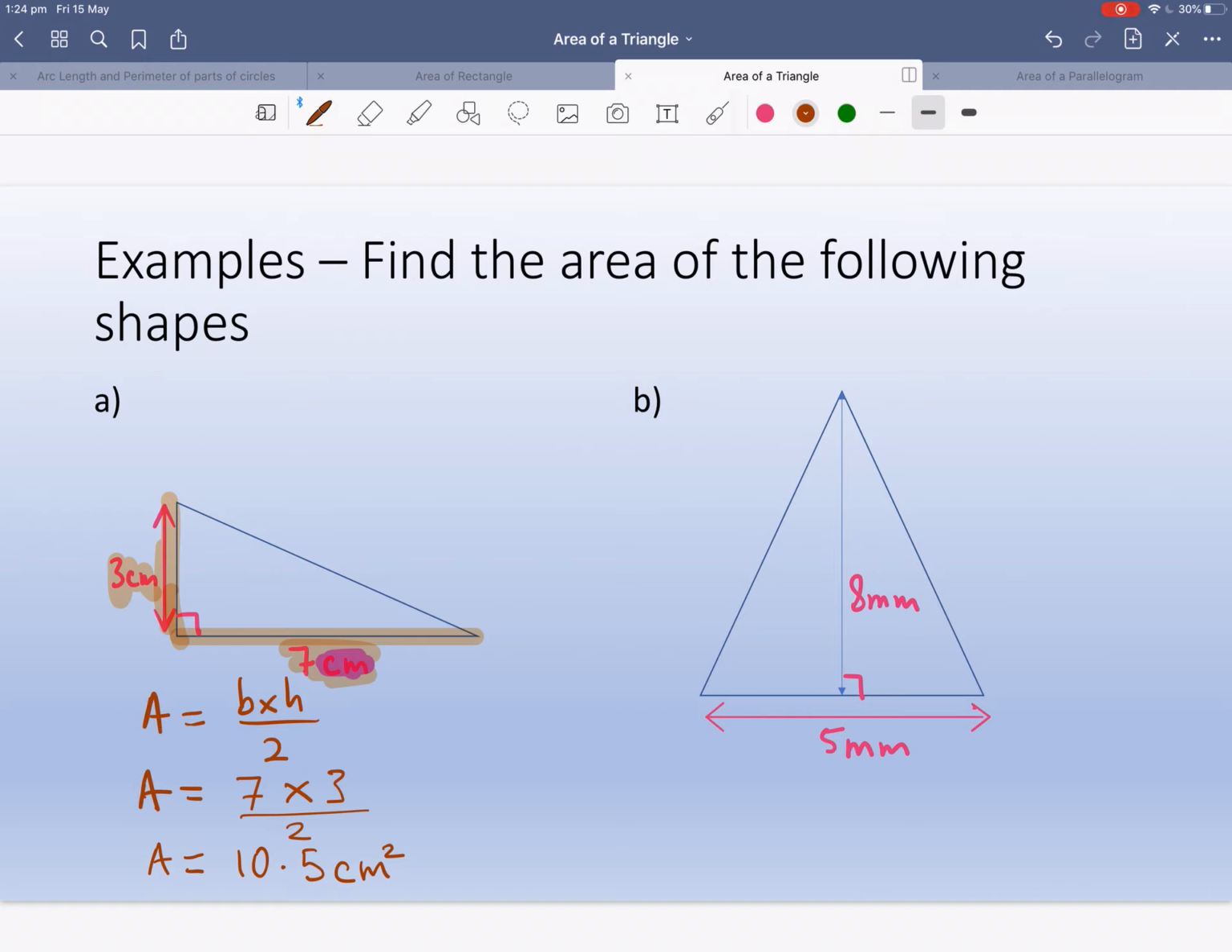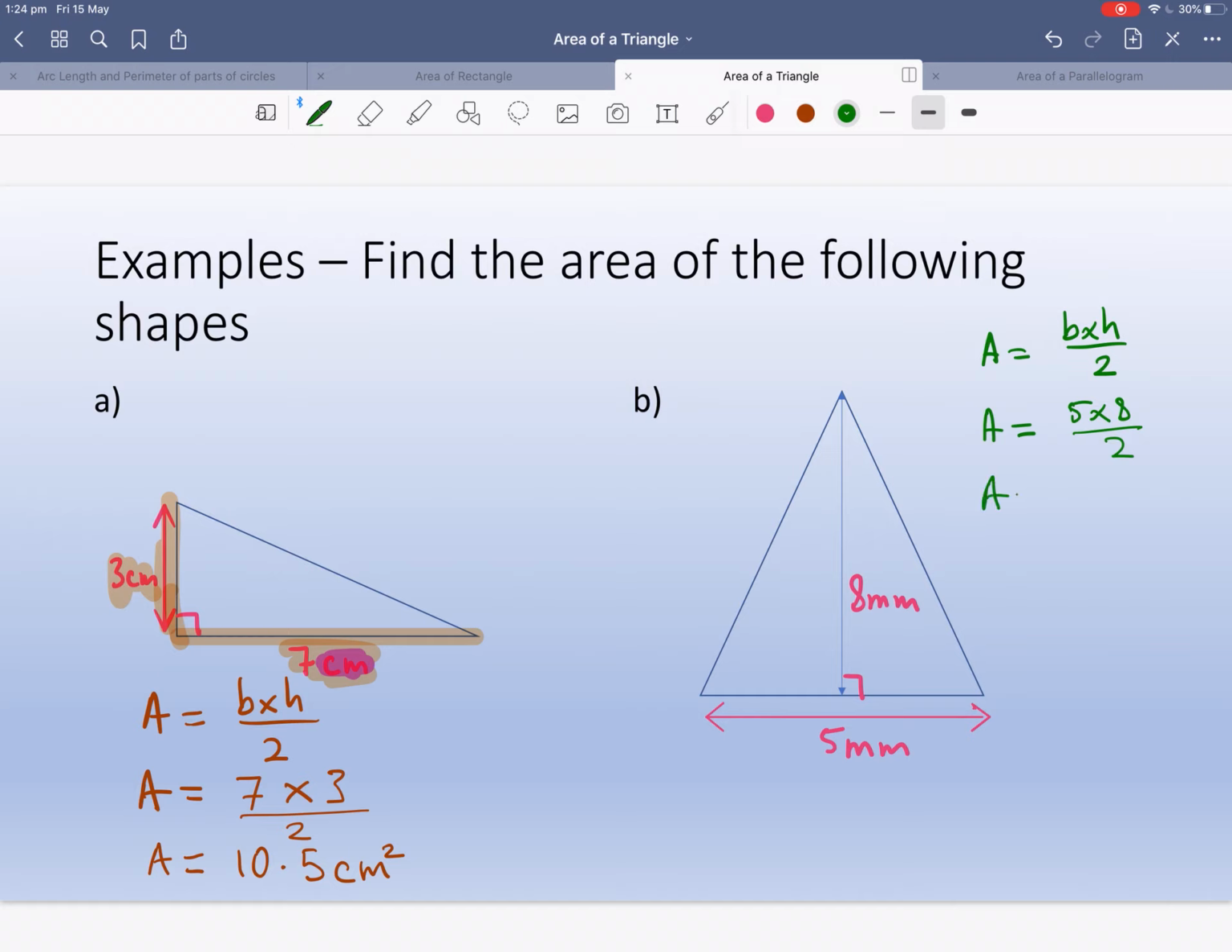All right, let's look at the next one. So the next one is also a triangle. And we know that with a triangle, we've got base, which is that, times height, which is that, and then we're going to halve the total answer. So let's put our formula down. We're going to go area equals base times height, and then we're going to go over 2. So area equals 5 times 8, okay? Now 5 times 8 I know is 40. And we need to divide 40 by 2, which is 20.